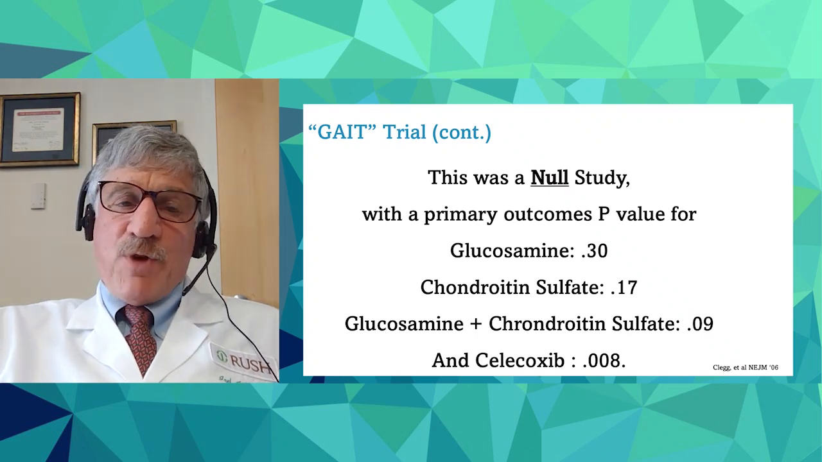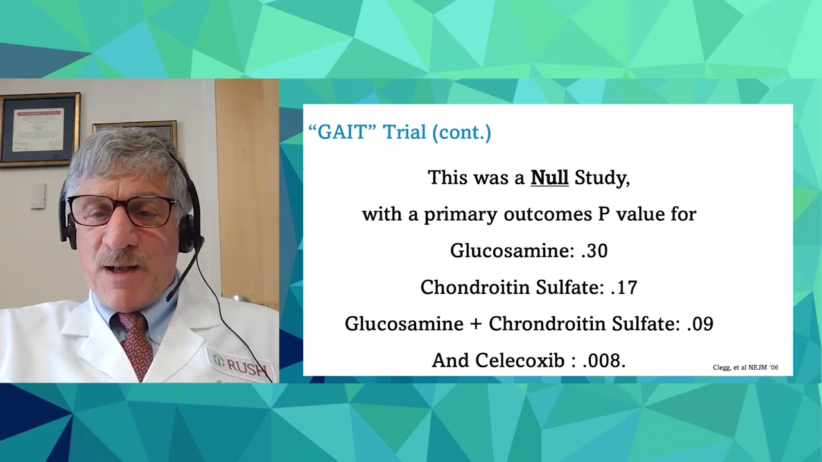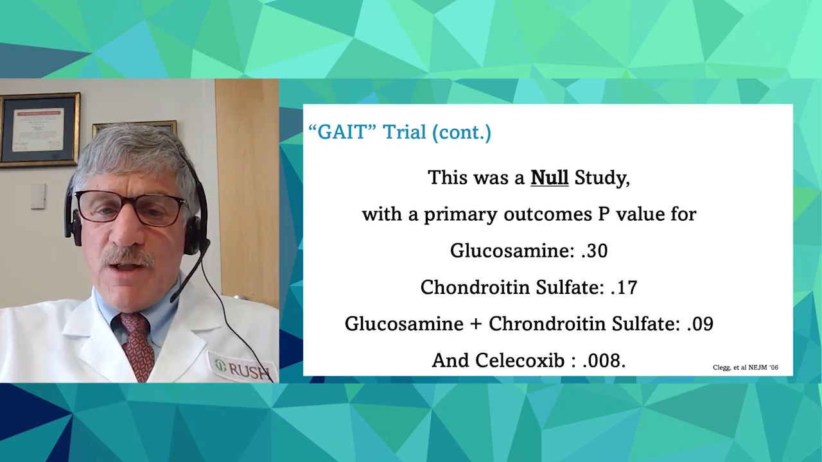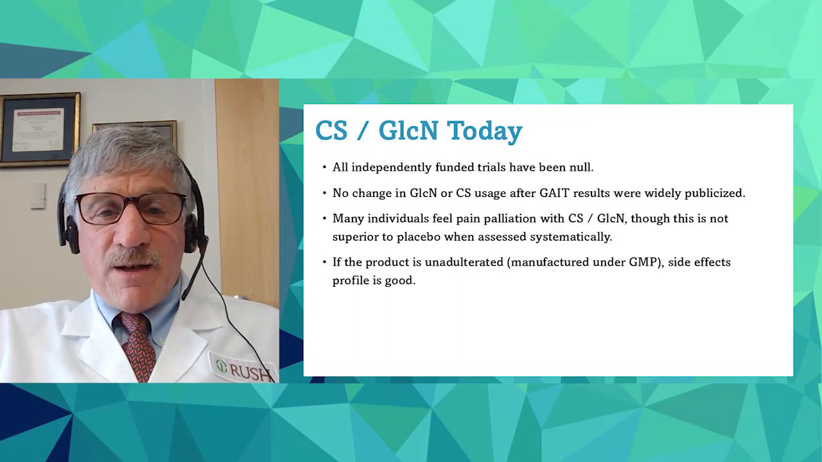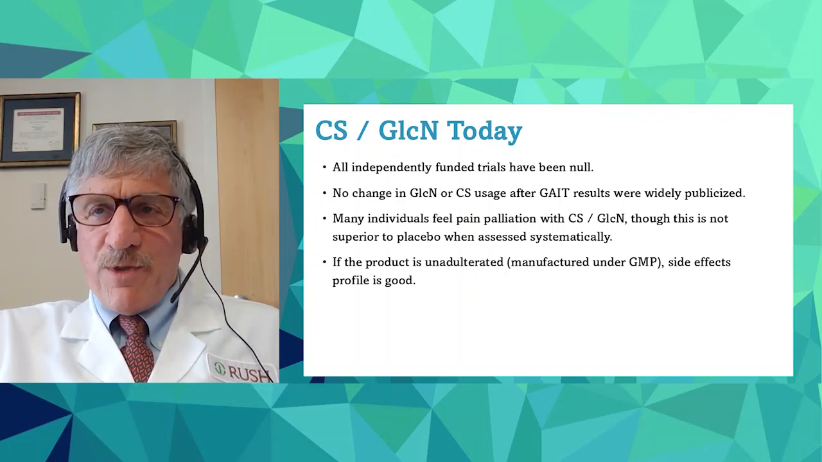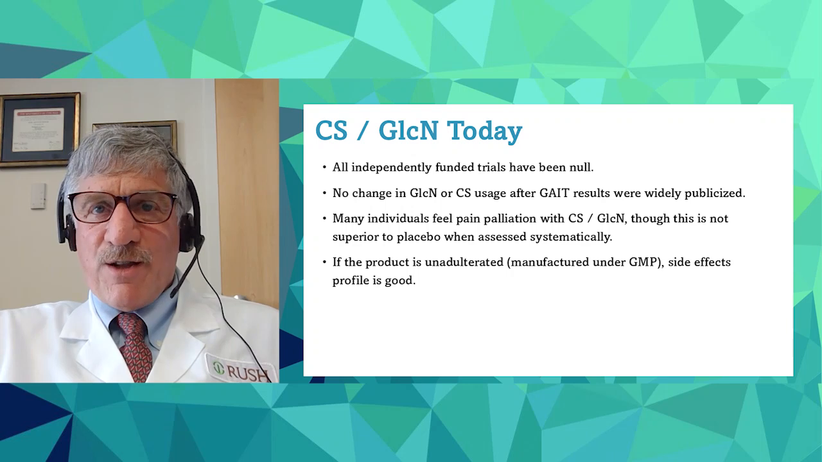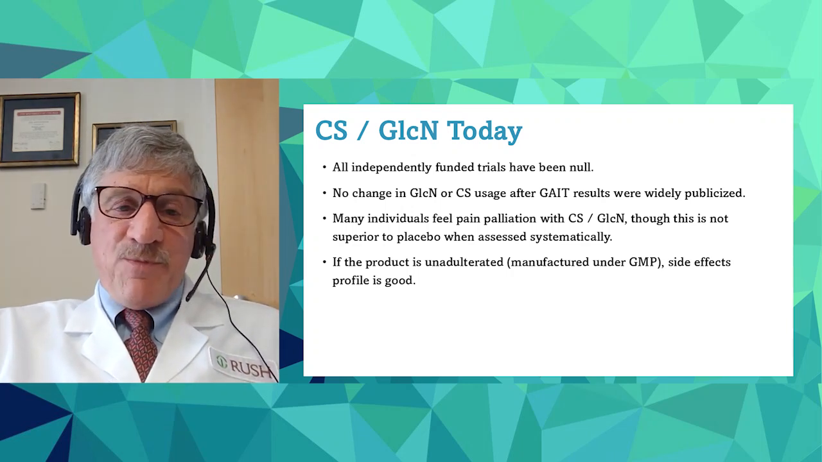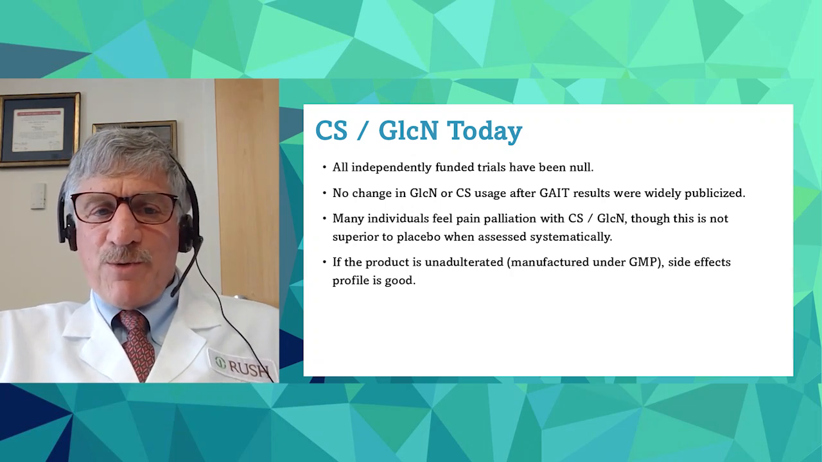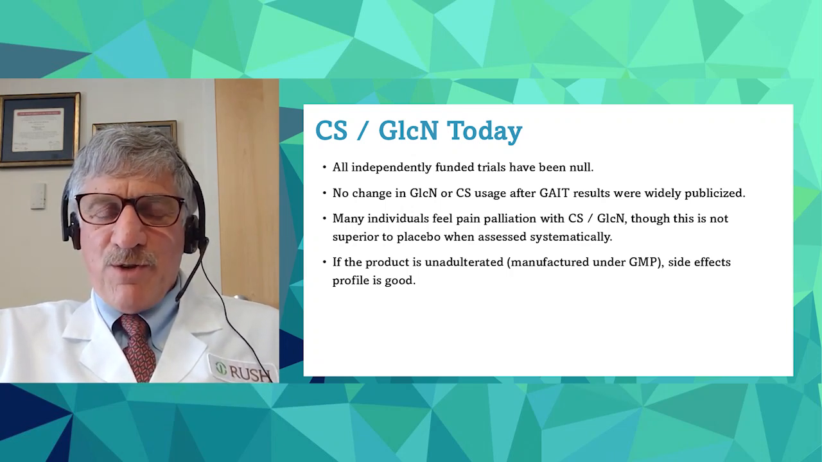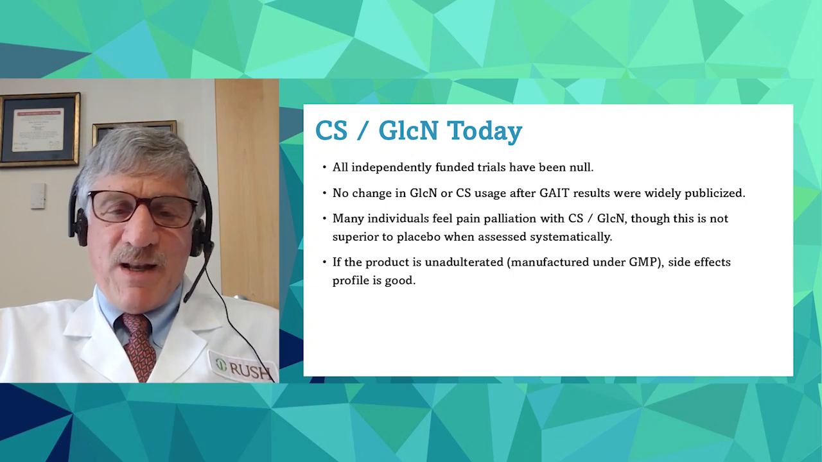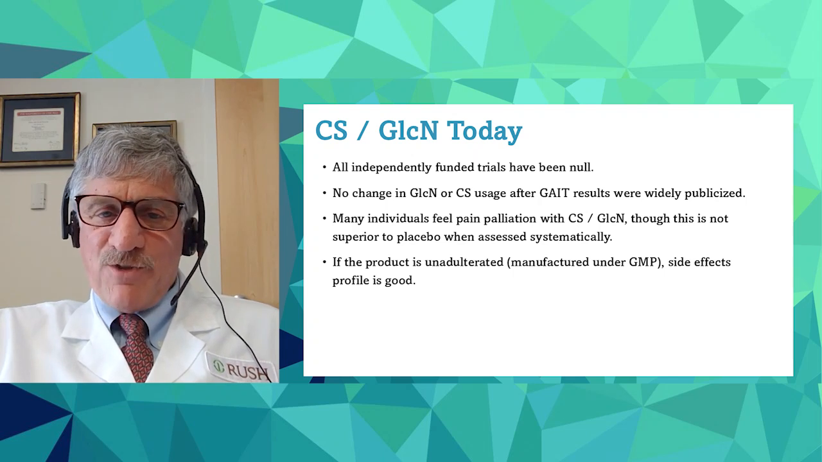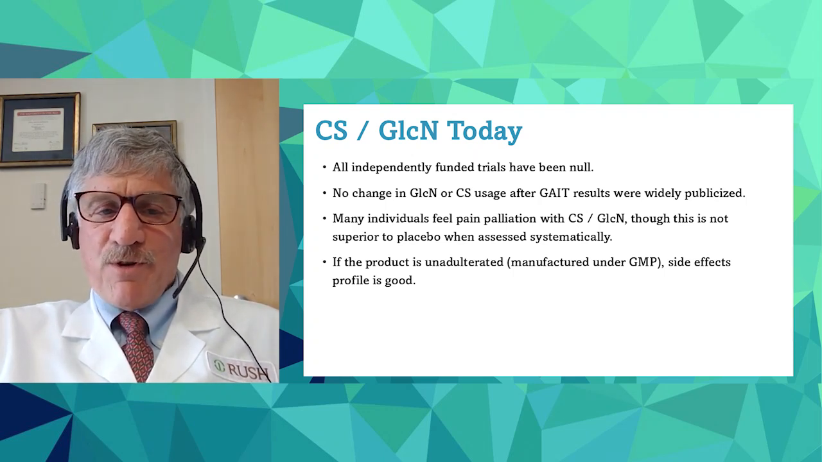On the other hand, you can't just say that it wasn't a well-done study because the positive comparator, the celecoxib, was highly superior to placebo. So it was a null study. And since the GATE study was published, there have been a variety of other government-funded studies around the world, and all independently funded trials have been null. On the other hand, despite all the publicity after the GATE trial, there was no change in chondroitin or glucosamine use in the United States immediately after these results were published. And that's because many people feel a great deal of pain palliation with these agents, even though they're not superior to placebo.